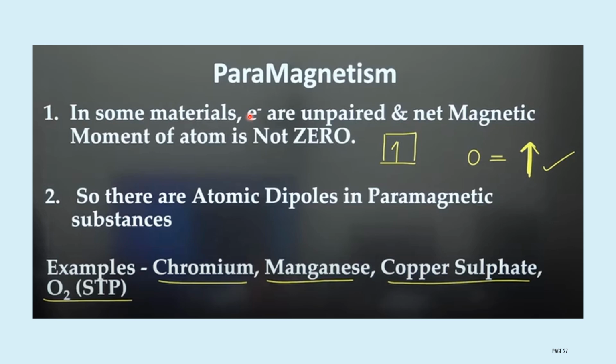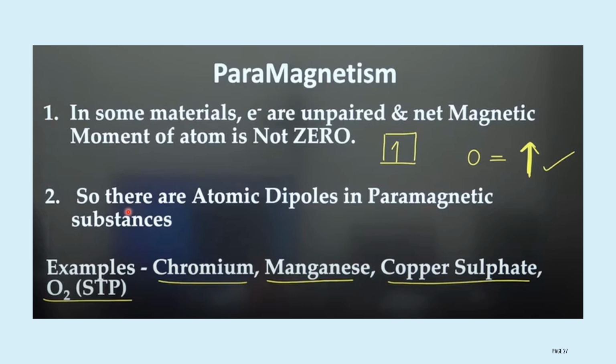Let us discuss the case of paramagnetism. First point, in some materials, electrons are unpaired and the net magnetic moment of an atom is not zero. In the case of a paramagnetic material, you can observe an unpaired electron. Because of the presence of an unpaired electron, it will possess some magnetic moment. Therefore, in a paramagnetic material, the magnetic moment will not be zero.